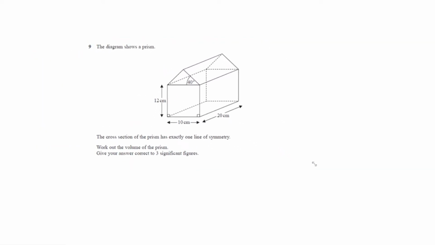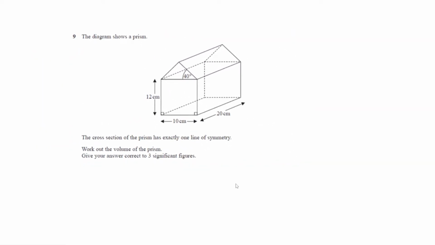Maybe something like this. It's only question 9 though, to be fair. On Edexcel there doesn't seem to be a lot of volume of a prism. I think Edexcel is mostly cones and stuff. I guess because that's harder, isn't it? This is 5 marks though, so it's quite a big question technically. And you've got angles as well, so that might be interesting.